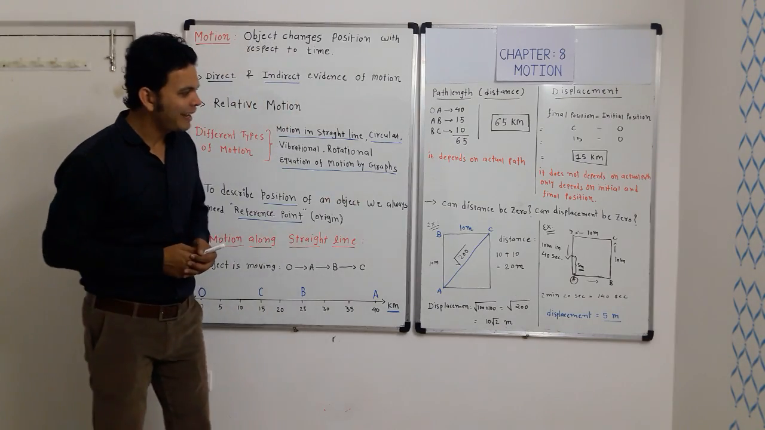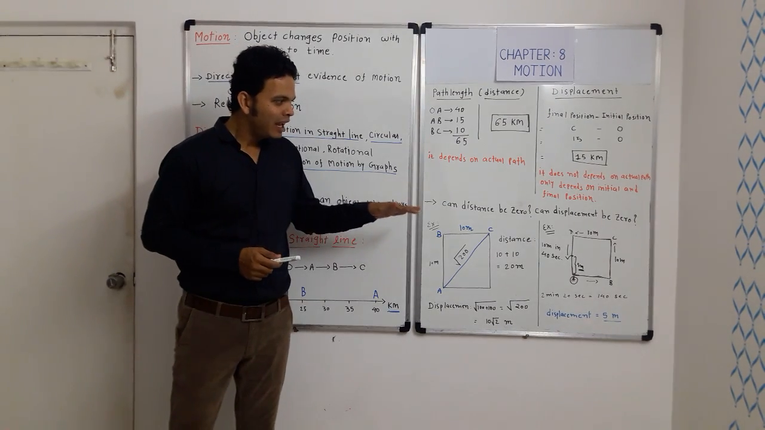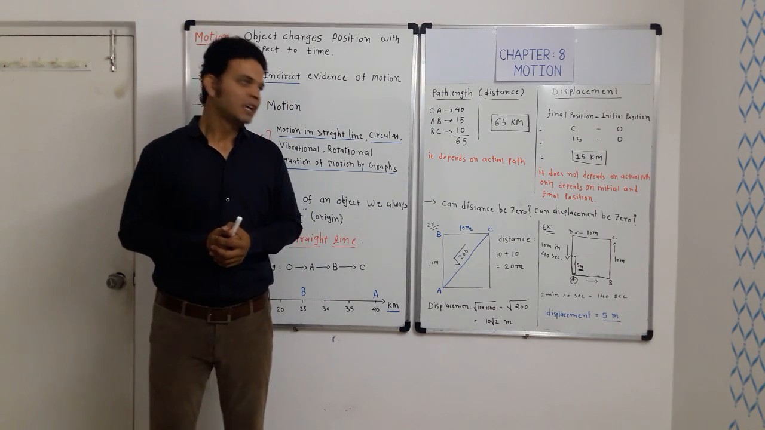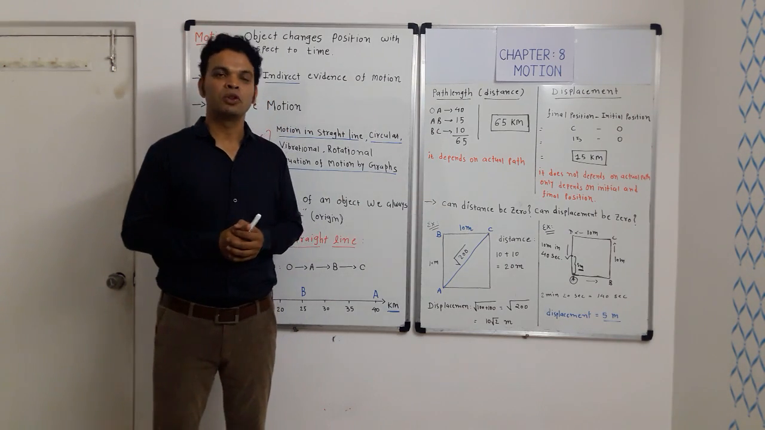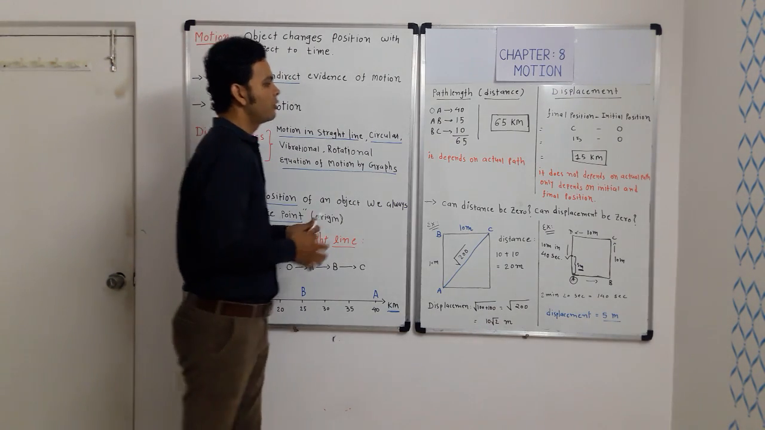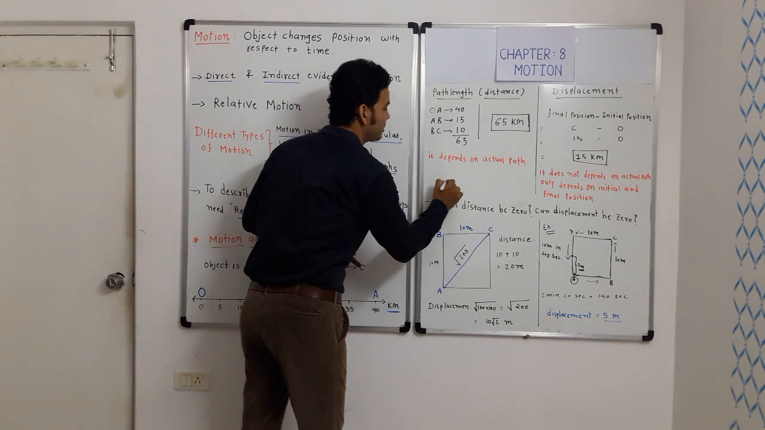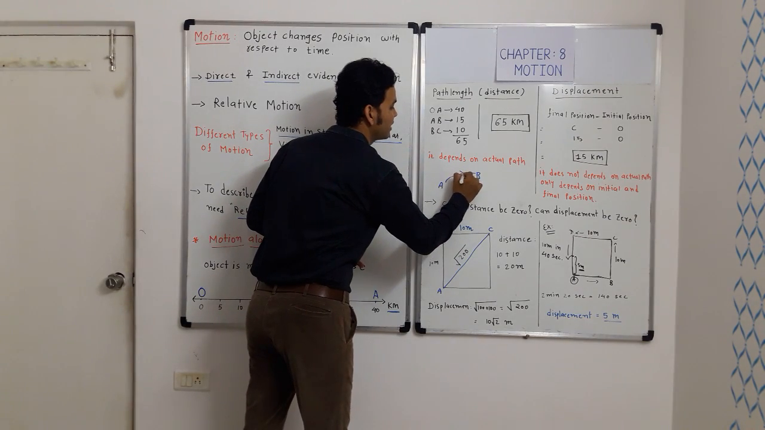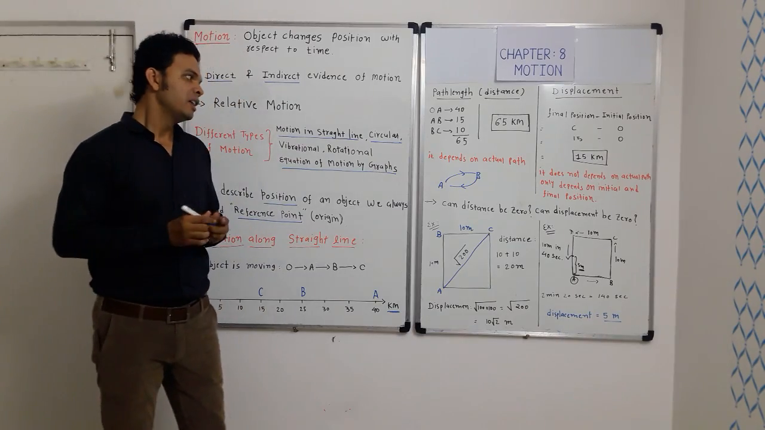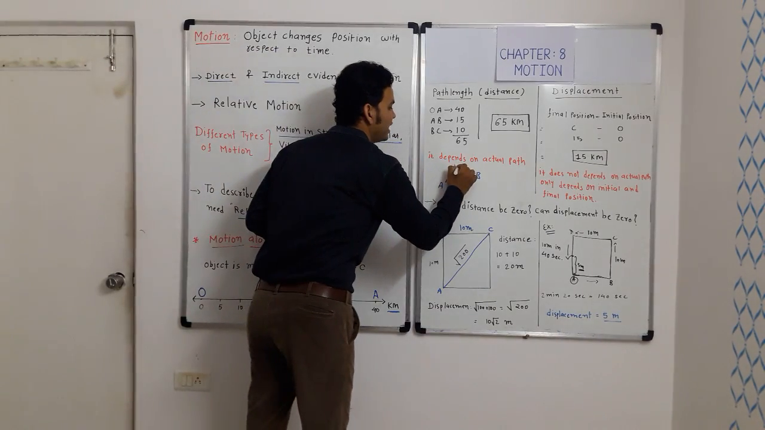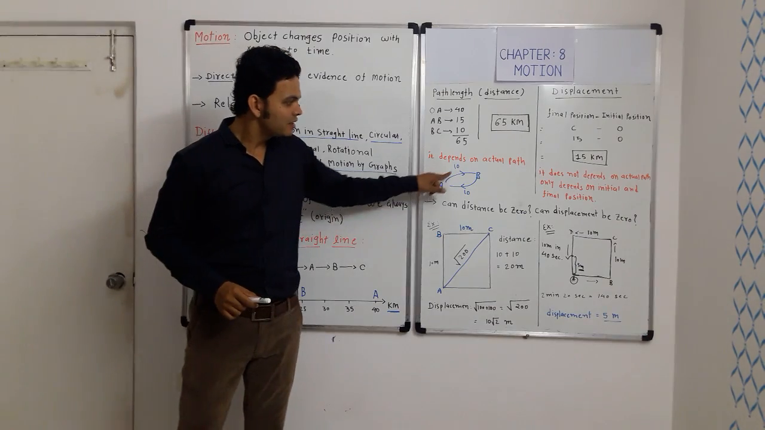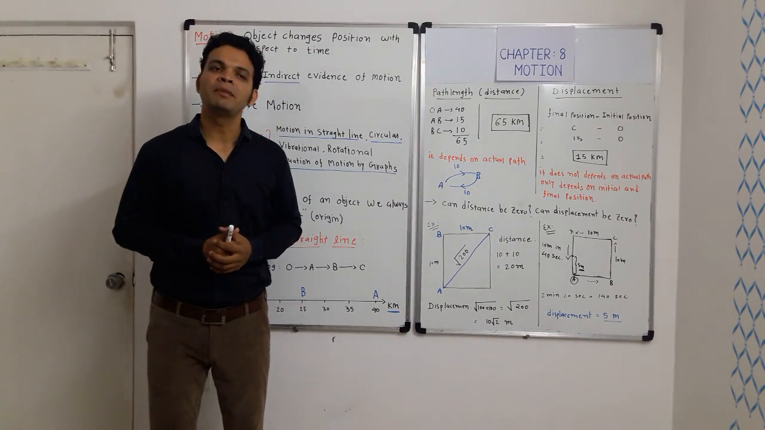Here I have written, can distance be 0 and can displacement be 0? What do you think? Can distance be 0? No, it cannot be 0. Even if, let's say, you are moving from point A to point B and once again you are coming back from point B to point A, still if this is 10 meter and this is 10 meter, your total distance is 10 plus 10, 20 meter.